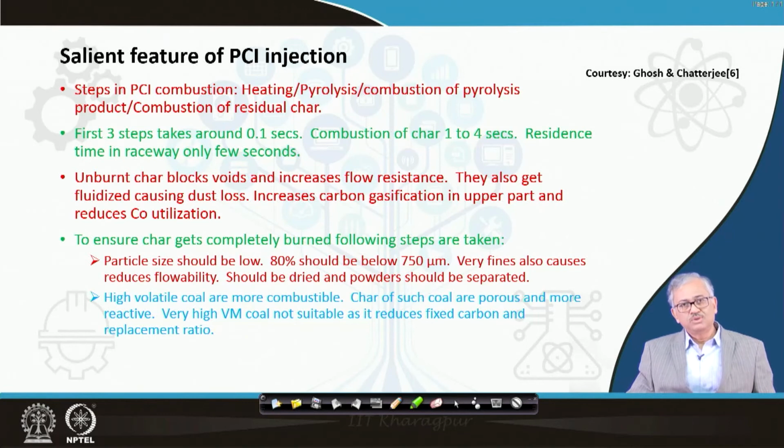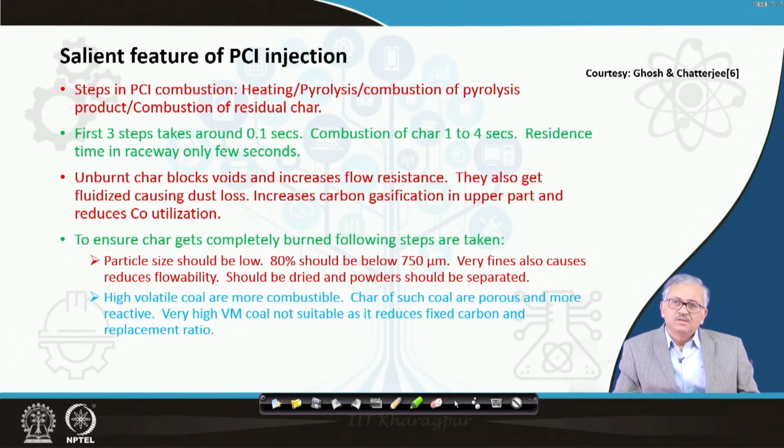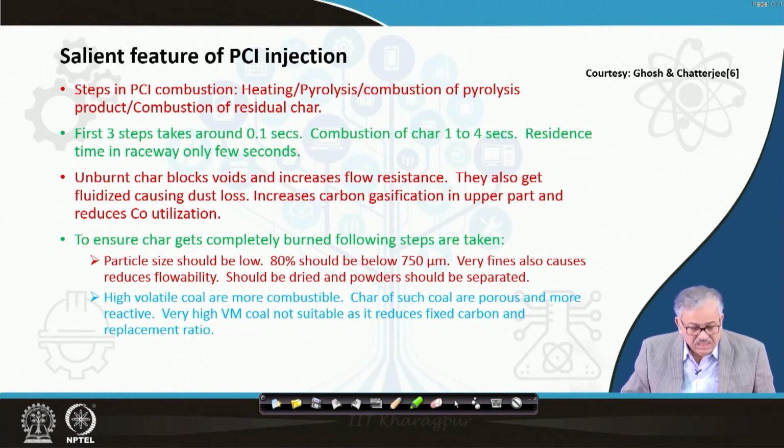So, high volatile coal is good, but too much volatile is also not good, because everywhere there is a ceiling. An optimum amount of volatile matter is required, but on the higher side. If it is too high, it will reduce the fixed carbon in the PCI. If you reduce the fixed carbon, then you may not make up the replacement ratio. So, that is another thing.